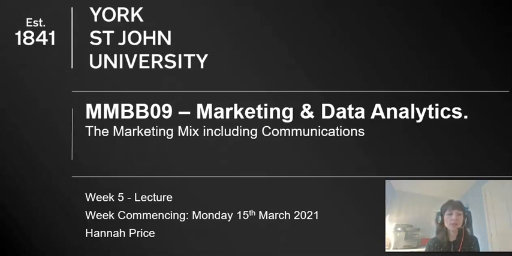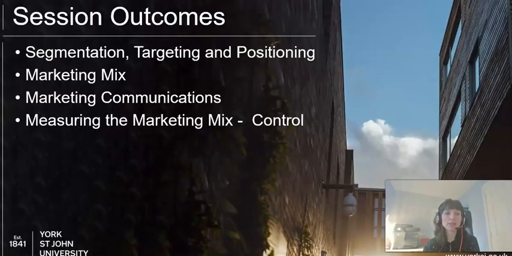So, in terms of what we're going to cover in this week's lecture, we're going to start off by recapping segmentation and targeting and positioning, which then flows through to our key marketing decisions around our marketing mix. We're going to consider the different elements of the marketing mix and the decisions that need to be made and really try and understand those from the strategic perspective of the organisations you're looking at. And then we're going to look in more depth at marketing communications.